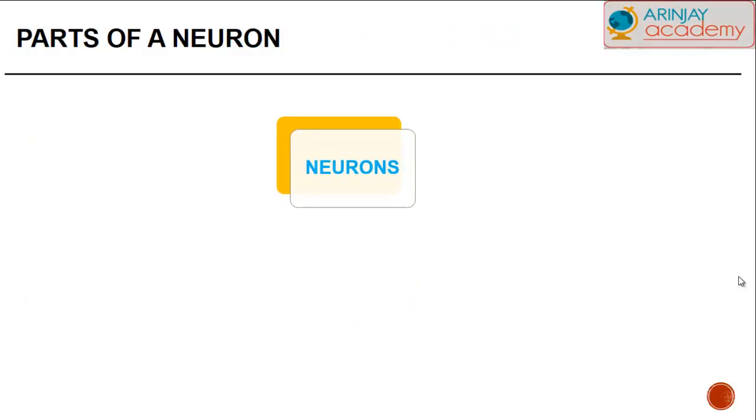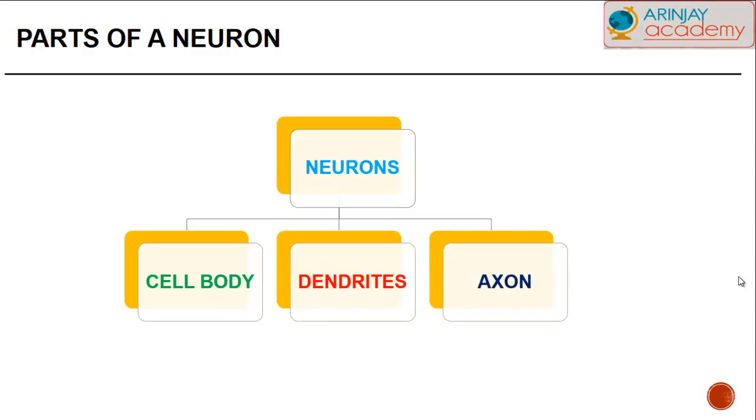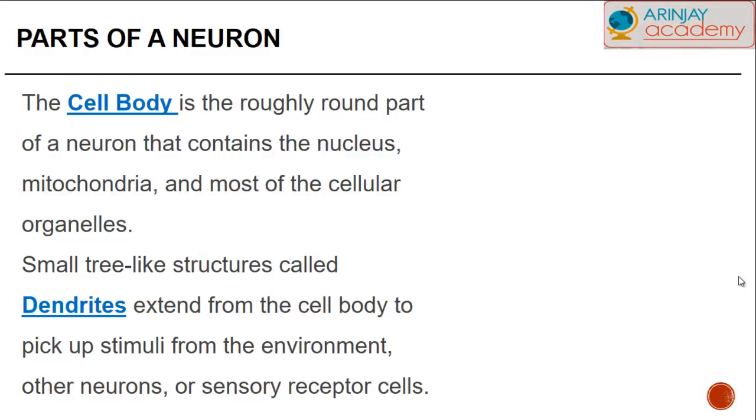Let's have a look at the parts of a neuron. A neuron is divided into three different parts: the cell body, the dendrites, and of course the axon. Each and every particular part has a specific function. The cell body is a roughly rounded part of a neuron which contains the nucleus, the mitochondria, and most of the cellular organelles. The cell body is more or less like the brain of the neuron.